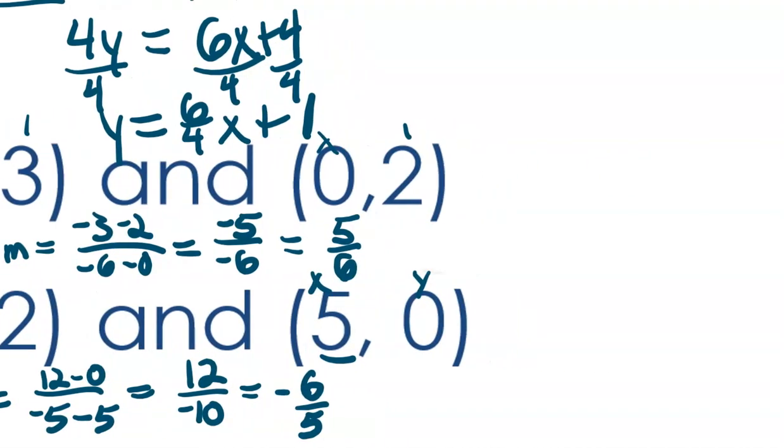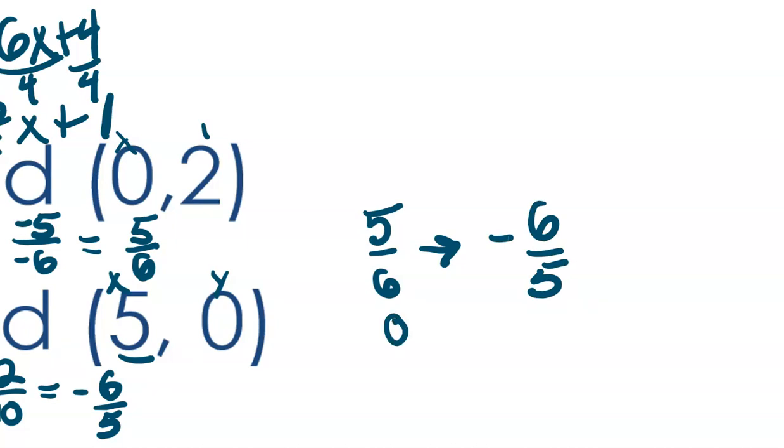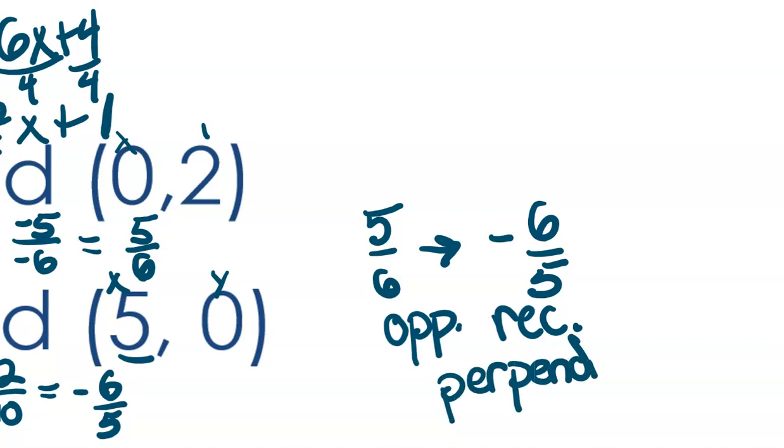Now if we compare our two slopes, let's write them out over here. We got 5/6 and -6/5. If we look at those, the two slopes are opposite reciprocals. So we can determine, because of this, that these two lines are in fact perpendicular to each other.